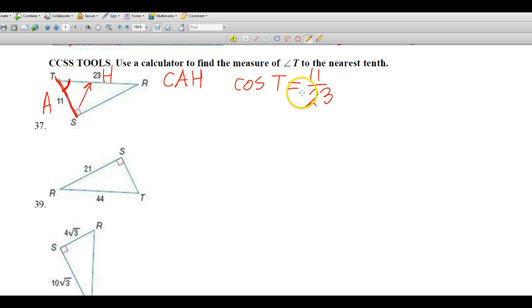So the cosine of T is equal to 11 over 23. We want to find the measure of the angle. So the angle will be equal to the inverse cosine of 11 divided by 23. And to the nearest tenth, we would have 61.4 degrees.